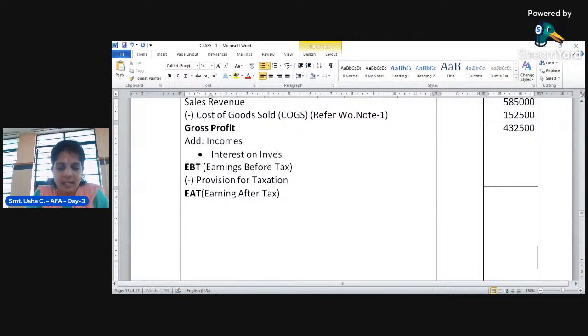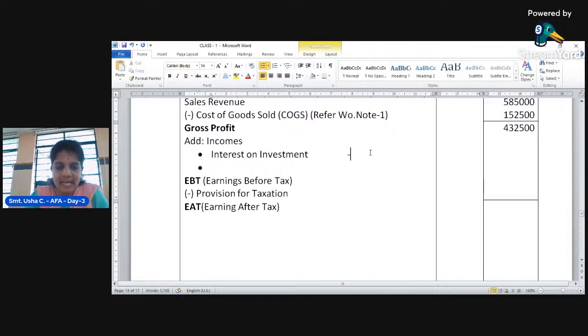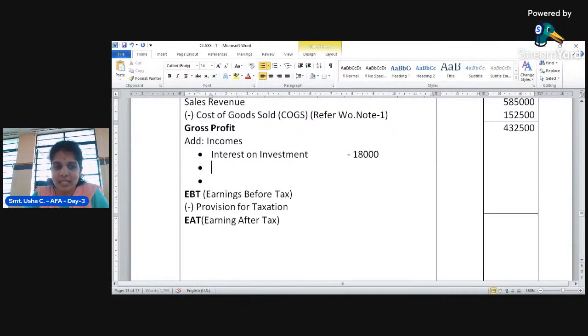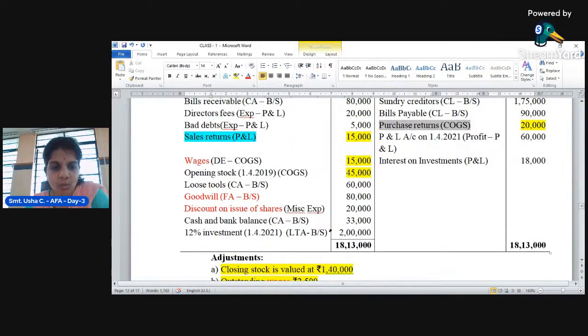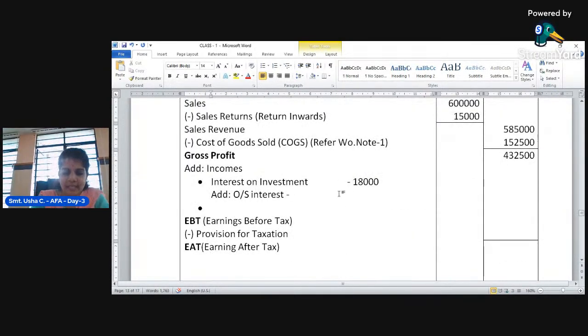Interest on investment, but this interest on investment amount given in the problem is 18,000, but there is an adjustment I said, right? What is that adjustment? Total amount of investment is at 12%, but they have paid only 18,000. Still there is an outstanding of the remaining amount. What is the amount of investment? 2 lakh at the rate of 12%. Calculate it. 2 lakh at the rate of 12% is how much? 24,000, on which the company has received only 18,000.